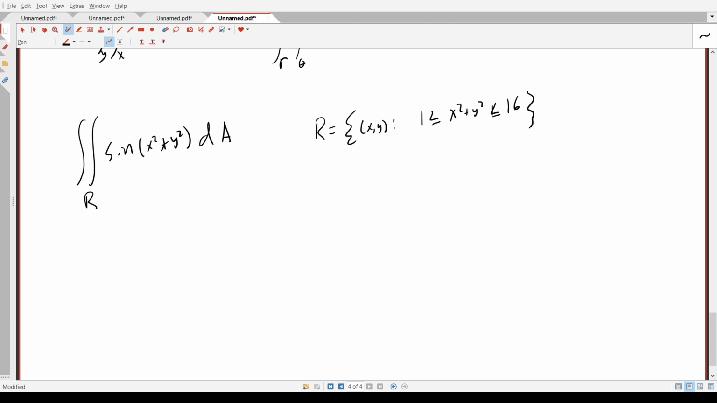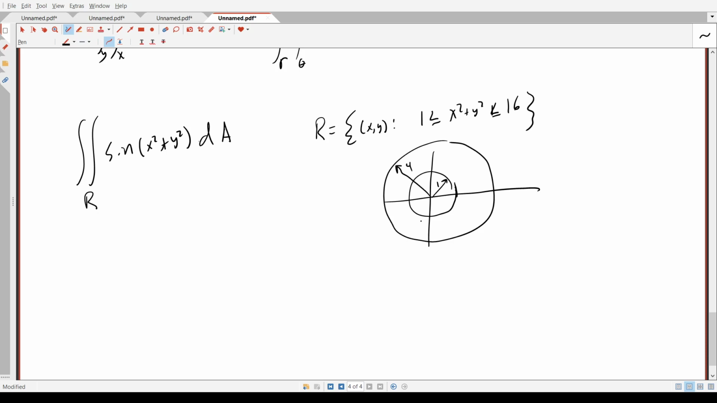So what does this represent? What does this region look like? x squared plus y squared should make me think of radius. So this is going to be a circle where the radius is less than 4, and bigger than 1. That's going to look something like this, totally not to scale, but this is going to be a radius of 1, and this outer one is going to be a radius of 4. And this is the region we're interested in.